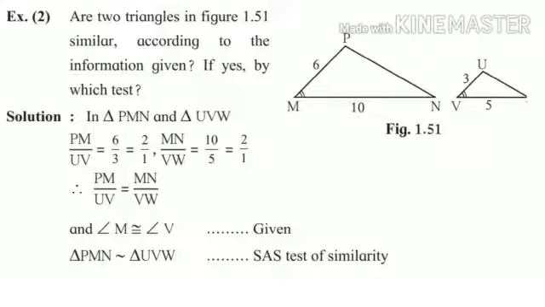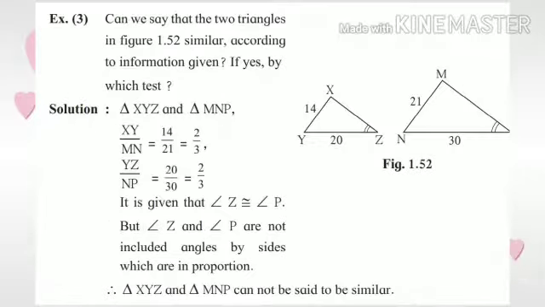And one angle is congruent, given to you by an identical mark. Angle M is congruent to angle V. So therefore two corresponding sides are in proportion and one angle is congruent. So therefore these two triangles are similar by the SAS test of similarity. Okay. Next question.